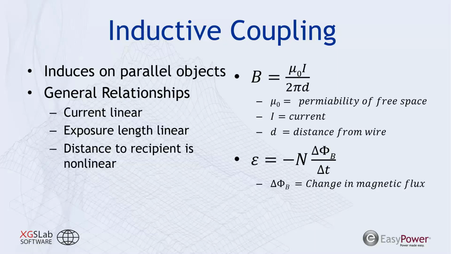And if you're changing the distance from your transmission line to the recipient object, that's going to result in a nonlinear relationship. And you can see that from the equations on the right. We have the magnetic field strength, which is the permeability of free space times the current over the distance from the wire, and how much that changes in a relative period of time is going to determine your induced voltage on that adjacent object. So you can have much greater field strength changes at shorter distances from that transmission line.